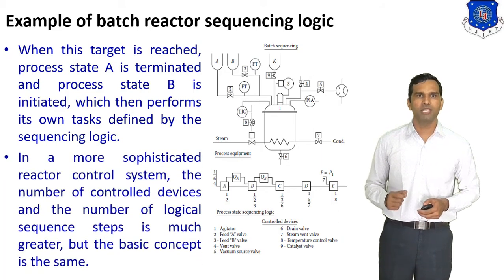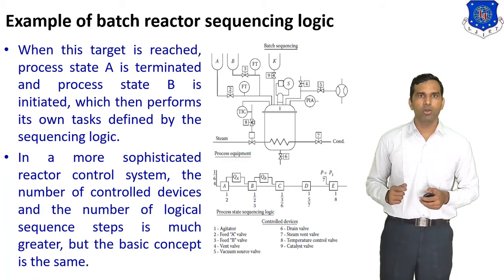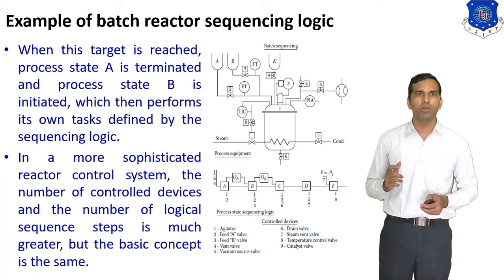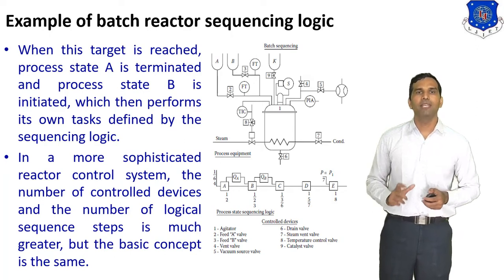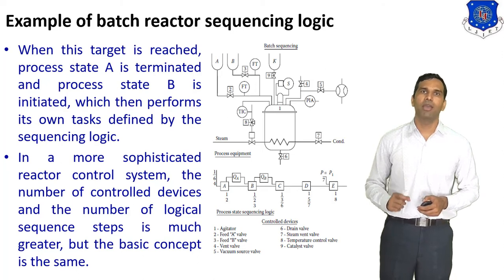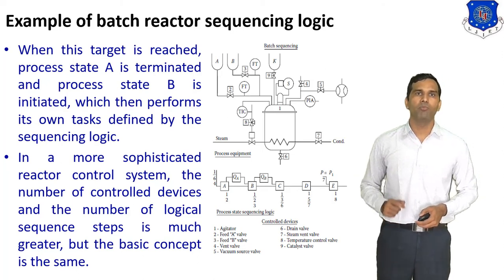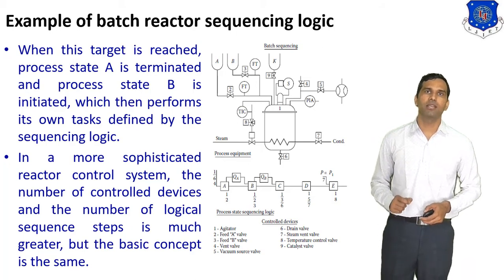In a more sophisticated reactor control system, the number of control devices and the number of logical sequence steps is much greater, but the basic concept is the same. So this is the example of batch reactor sequencing logic.